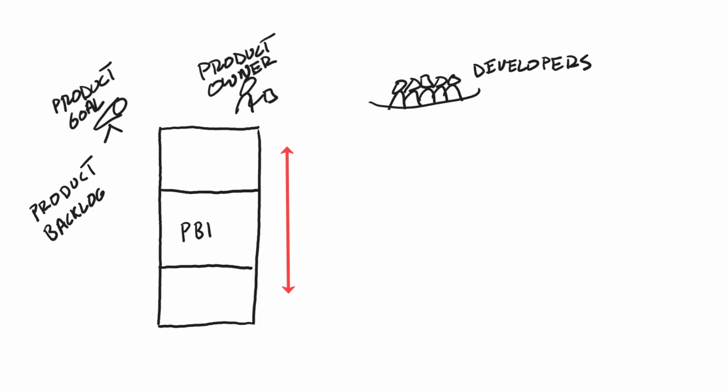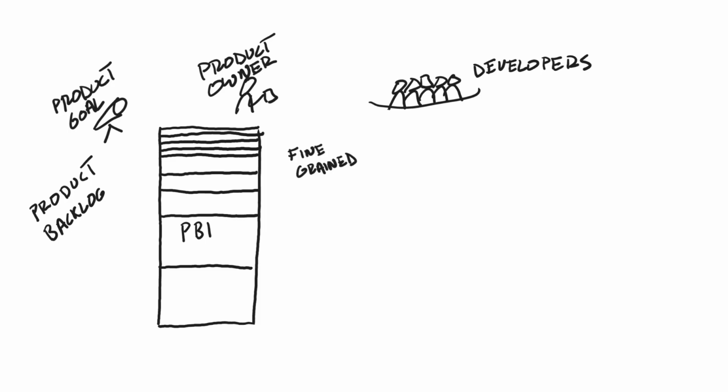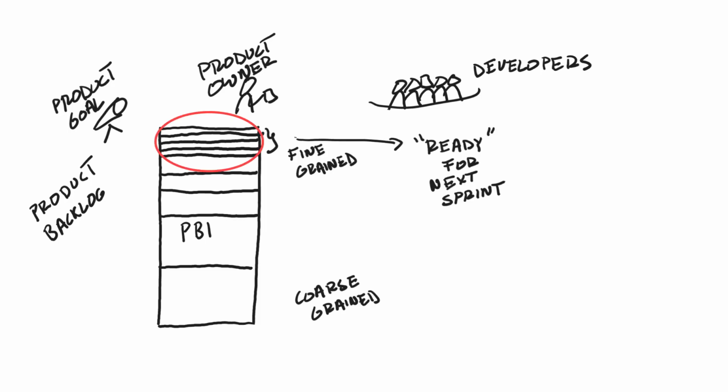The product owner is always reordering the product backlog and ensuring the most important items are towards the top. At any point in time, if you take a picture of the product backlog, it's going to look like this. Towards the top, the product backlog consists of fine-grained product backlog items. These are items that have been reviewed, clarified, estimated, and broken down into very small items that are considered ready for the next sprint and can get pulled into the sprint backlog and tasked out in sprint planning.